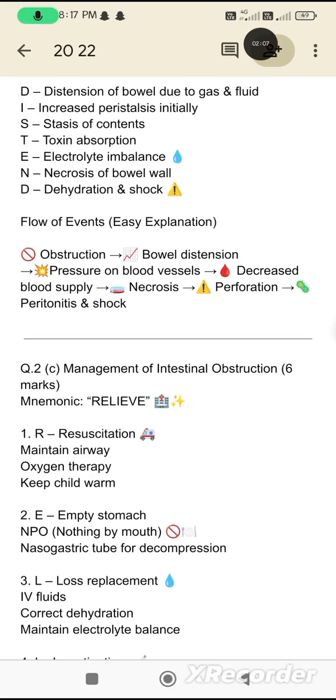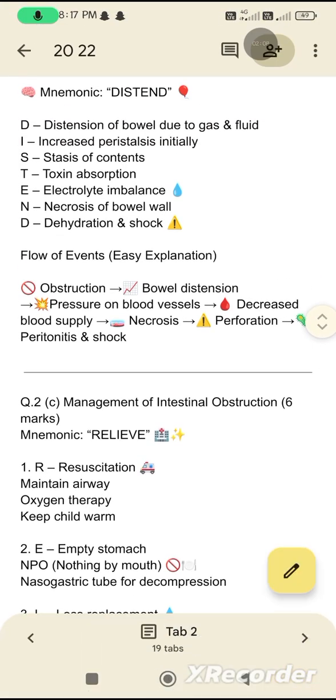And you can see from the flow chart given below: obstruction, bowel distension, pressure on blood vessel, decreased blood supply, necrosis, perforation, and last peritonitis and shock.